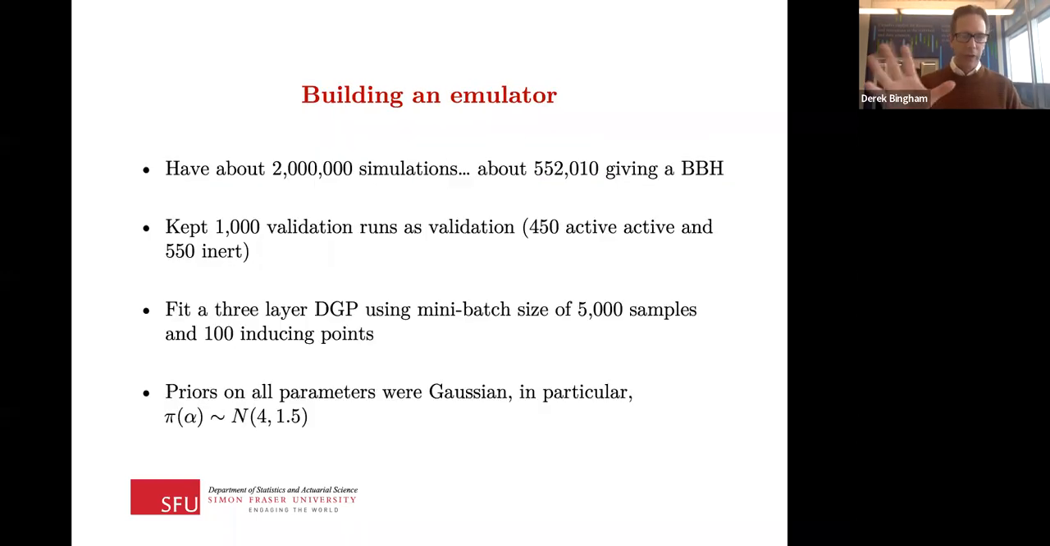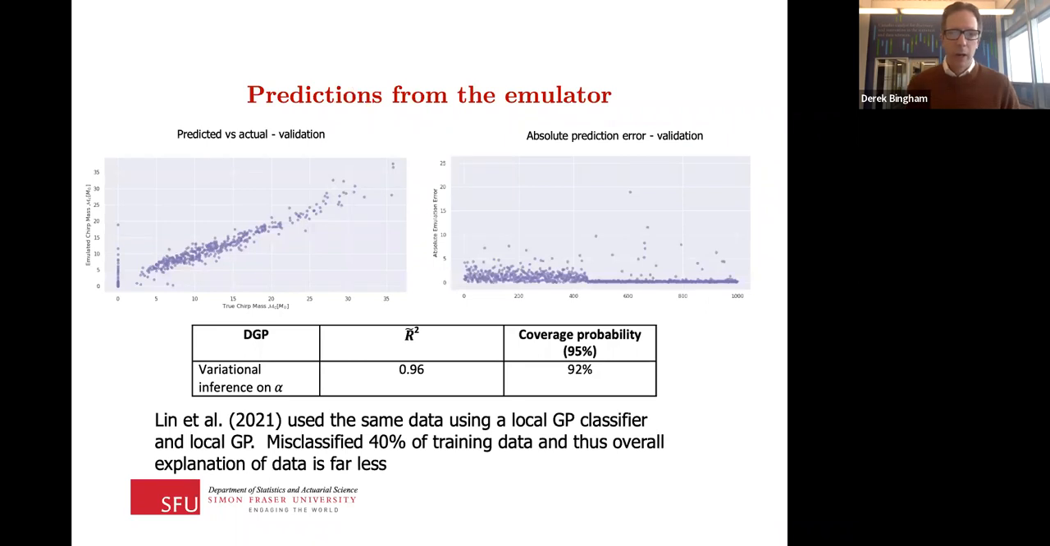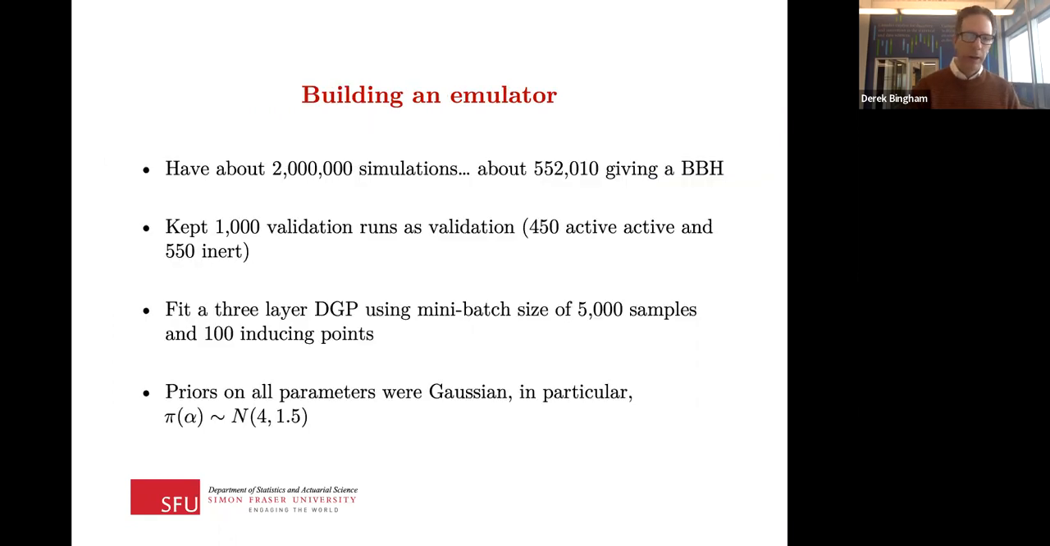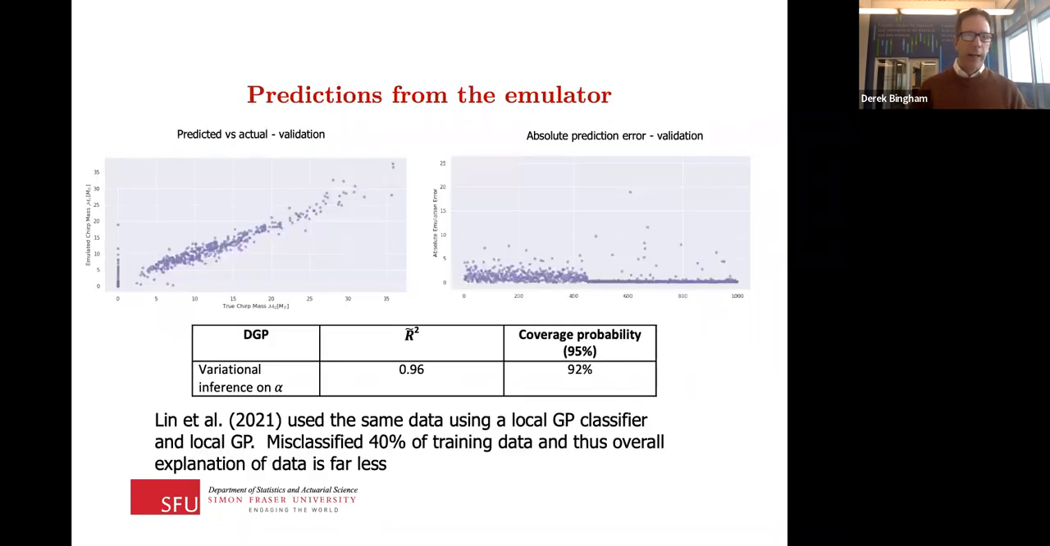Okay, so this is the case that we had, and prediction, a lot of it was there again. Let me just tell you about this. So for our validation set, we turned the crank here on the variational inference in this case. All right, so let's take a look at the left-hand plot. We've got the true chirp mass, in other words, what the simulator actually spit out in our validation set. And on the y-axis, we have the estimated chirp mass.